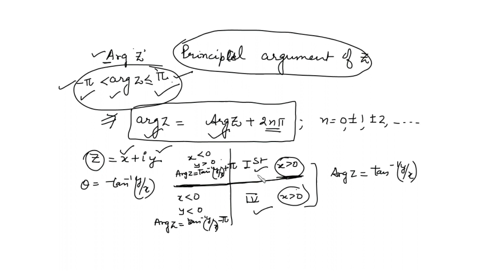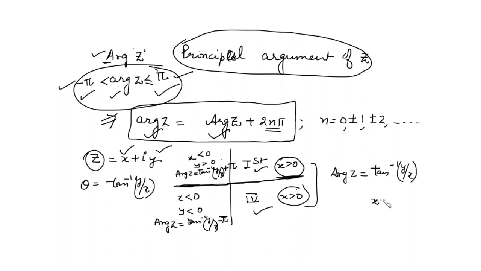If the complex number lies in the first and the fourth quadrant, then the principal argument is given by tan inverse y upon x. If the complex number lies in the second quadrant, then it is given by tan inverse y upon x plus pi. If it lies in the third, then it is given by tan inverse y upon x minus pi, right?